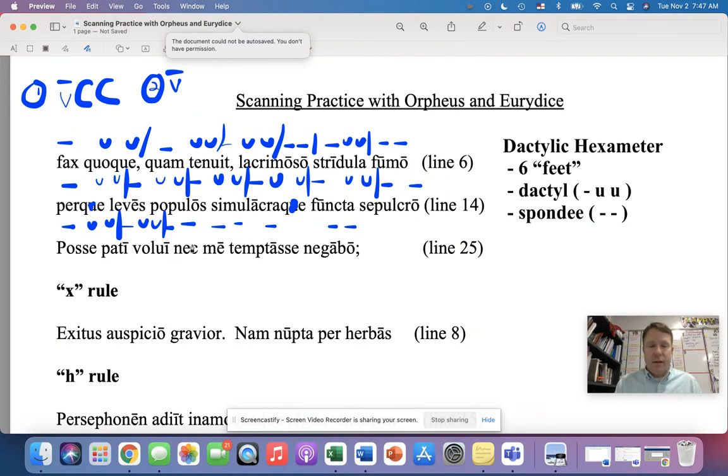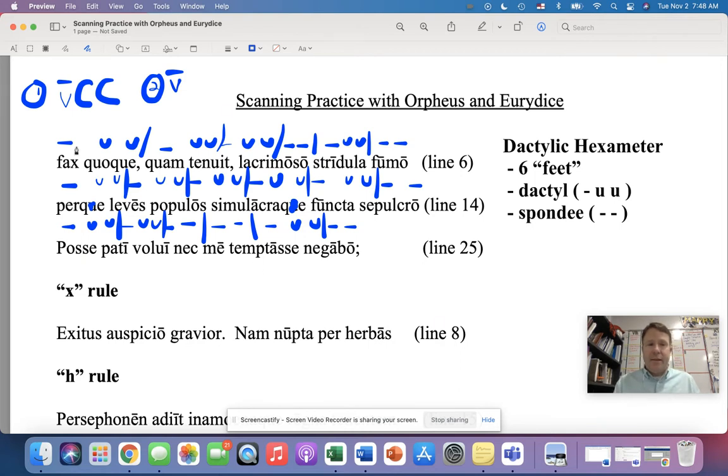So look, that one's done. That one's done, and then the E comes before the N, the E here comes before the G, and so here we go. Pol se pa ti wolu e nek me tem ta se ne ga bo. So there's that rhythm. All right, so those are the basics of dactylic hexameter.